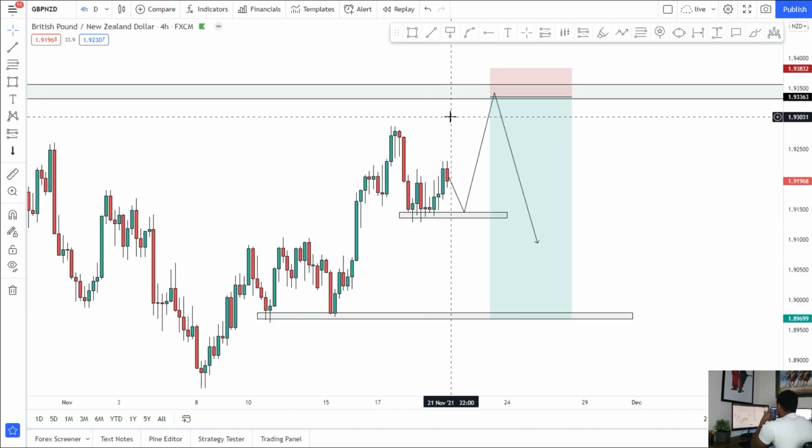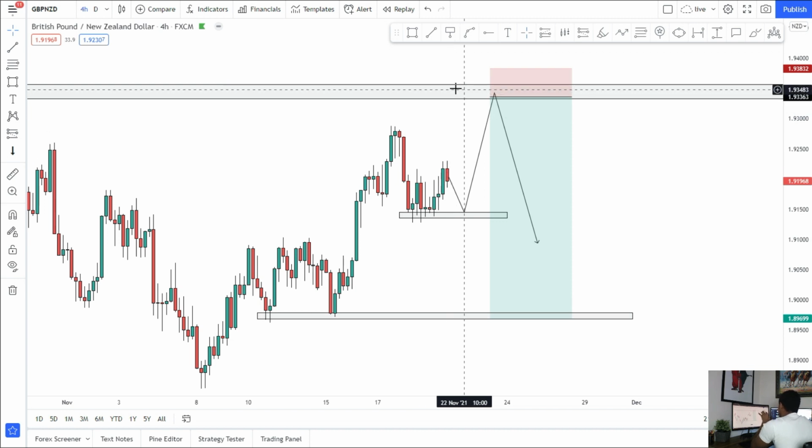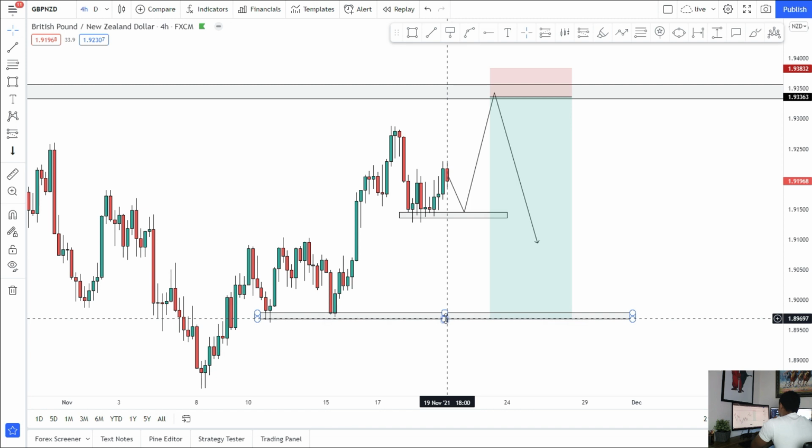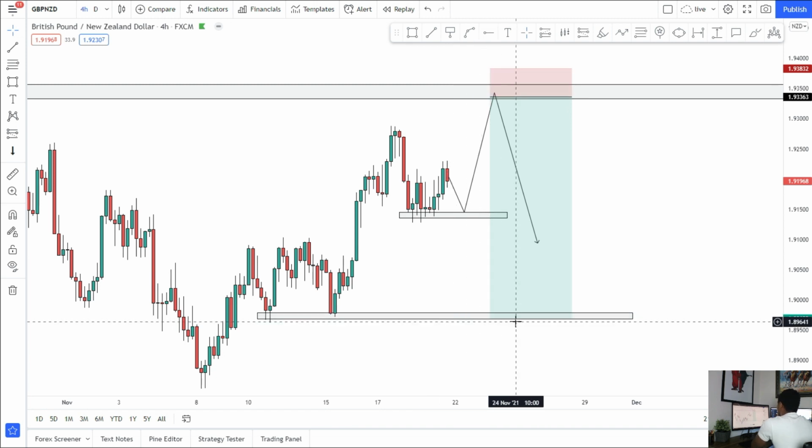So just to recap, looking for sells from around 1.93500, targeting 1.91500, and if you can break through that, we'll look at the second low there at 1.89600 for next week.